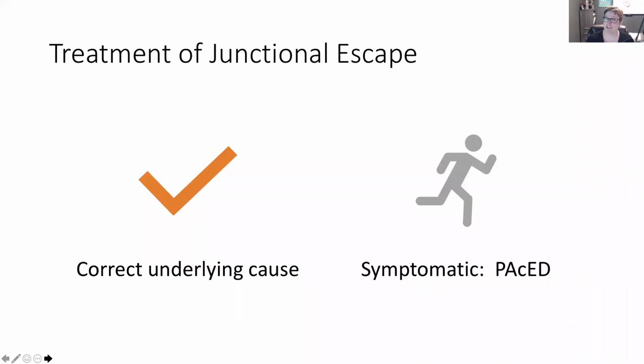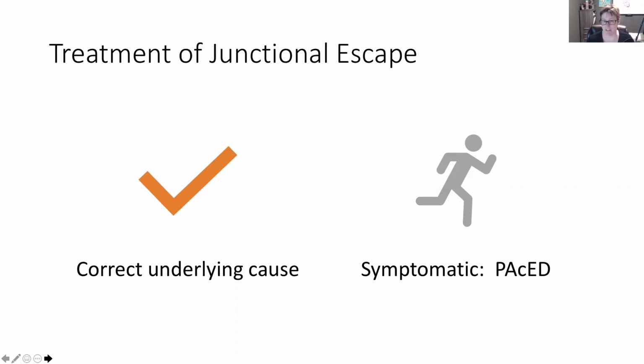But treatment of a junctional escape, now that was just one cause. Treatment of junctional escape is to look for that underlying cause. And if they become symptomatic, we are going to pace them. Now, some of the causes we've mentioned are heart disease, heart attack, electrolyte imbalances, alcohol, stimulants, nicotine, caffeine, digoxin, hypothyroidism.